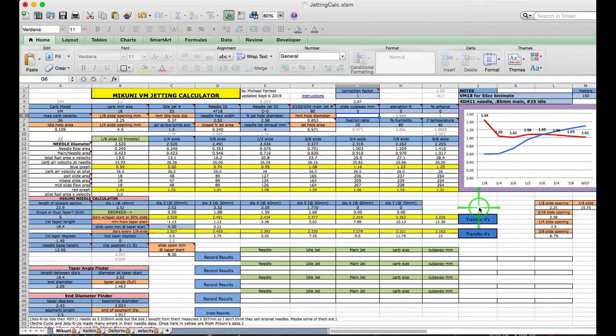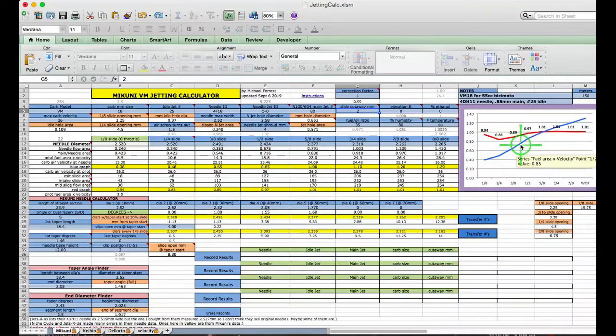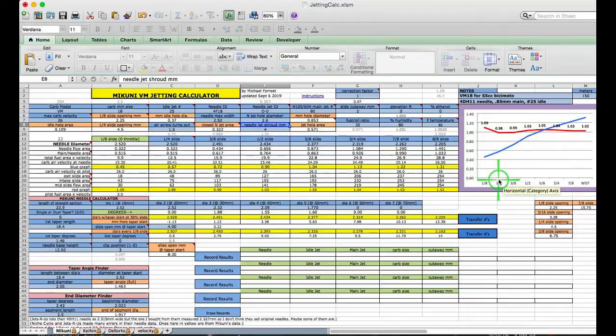Wow, it really had an effect at 1/8 throttle. At 3/8, it's now 1% above where it should be. And before, it was 11% below. So it had over a 10% effect at 3/8. So yeah, the slide cutaway affects all that beginning section right there.